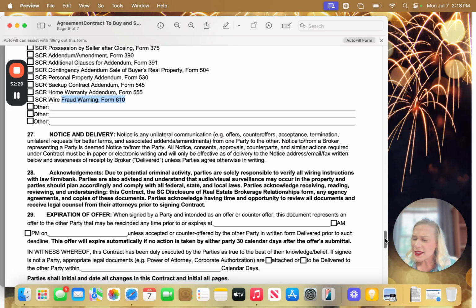Acknowledgements. This is kind of a generic, hey, buyer and seller, be aware of all the weird things. Let's jam all of the weird, crazy things that we want to say in a contract into this one little paragraph. So 28 is like your weird paragraph.